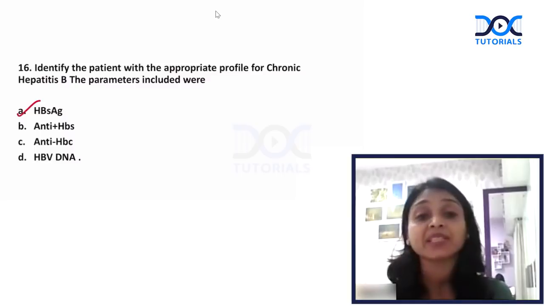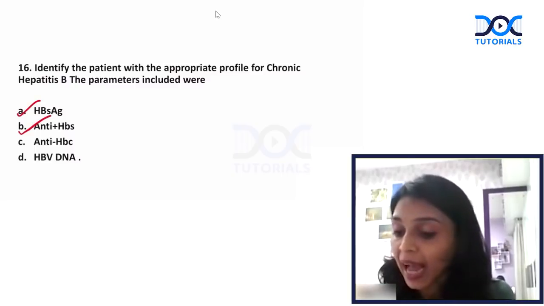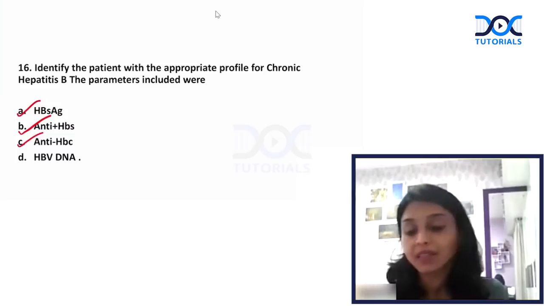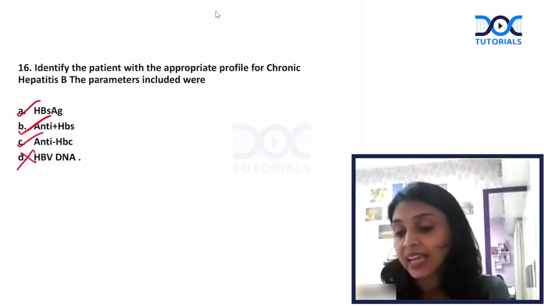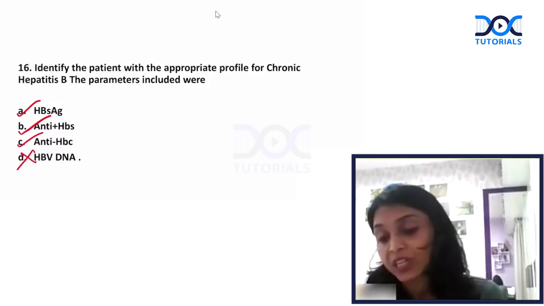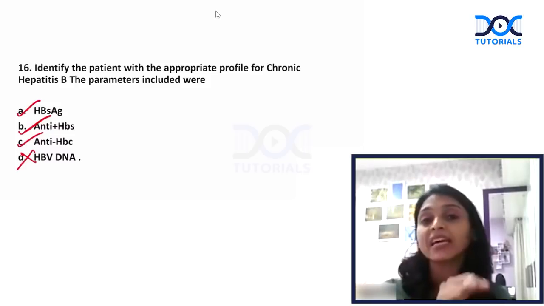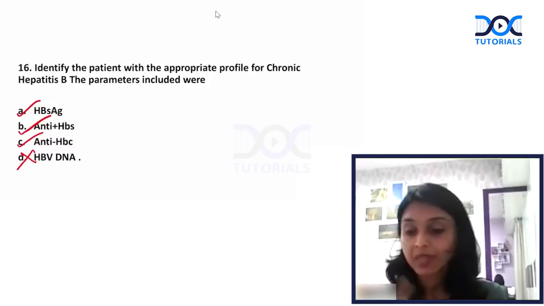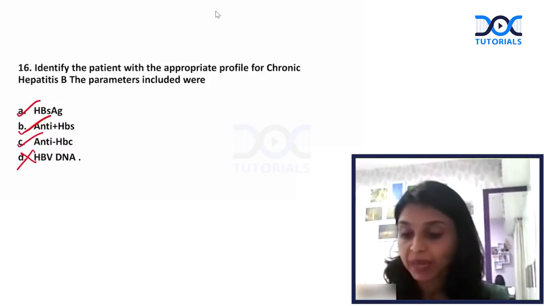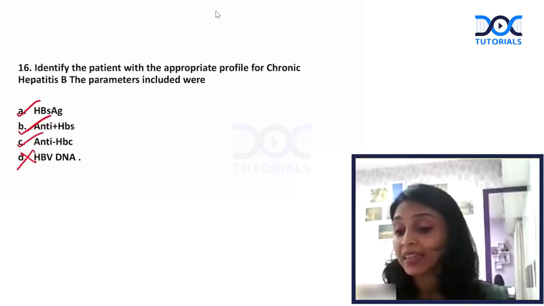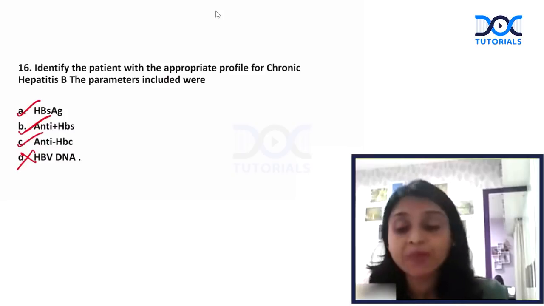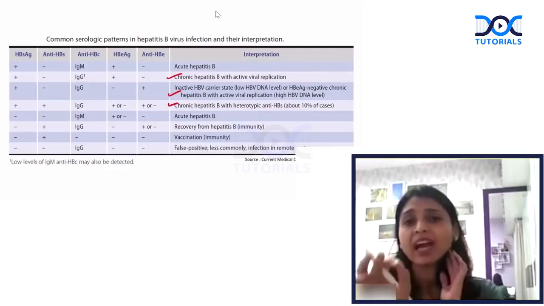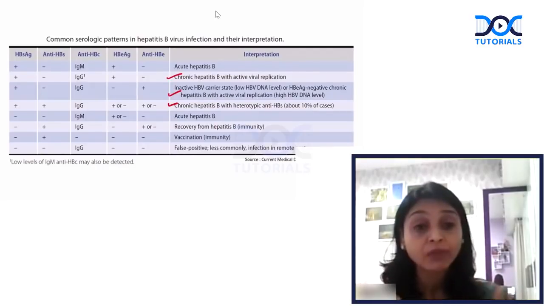HBsAg can be present, anti-HBsAg can be present, anti-HBc can be present, but you find this not in chronic, but in early stage. HBV DNA is usually found in the early stage, whereas in chronic cases, a patient may have HBsAg, sometimes anti-HBsAg, and then anti-HBc as well. So just go back to that table and read it. It's given in your PARK textbook and Harrison, I am repeating. Okay, you have to read it.